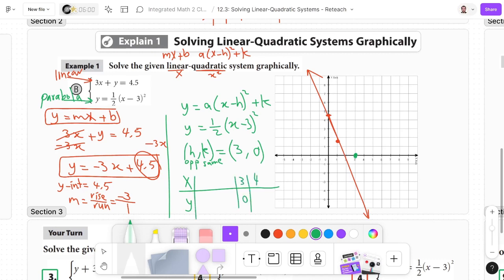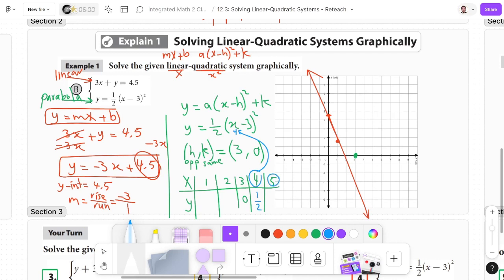Okay, so 3, 4, 5, 3, 2, 1. Pick 2 points greater than, pick 2 points less than. Now substitute these points in the equation. So let's substitute 4 in the x here. 4 minus 3 is equal to 1. 1 squared is 1. Half of 1 is half, so it should be half.